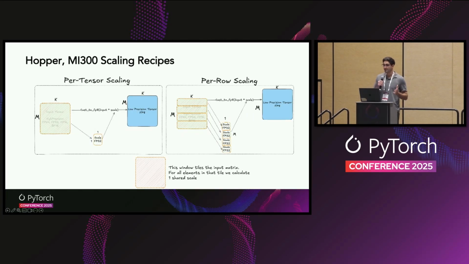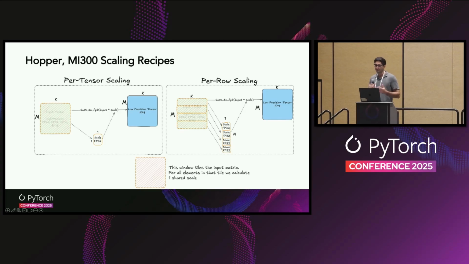Okay, with this knowledge, let's look at two popular scaling recipes that have been used on Hopper and MI300 GPUs. On the left, we have per tensor scaling, and on the right, we have per row scaling. Some diagrammatic conventions first. These little windows and dashed windows are tiles. They represent the granularity over which we're going to be calculating scales. So for per tensor scaling, which is the simplest to understand, we have one scale factor for the entire tensor. And this window is, in this case, an m by k window.